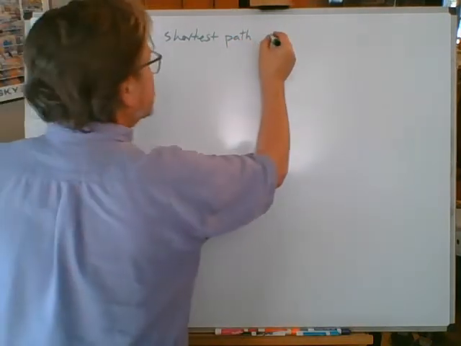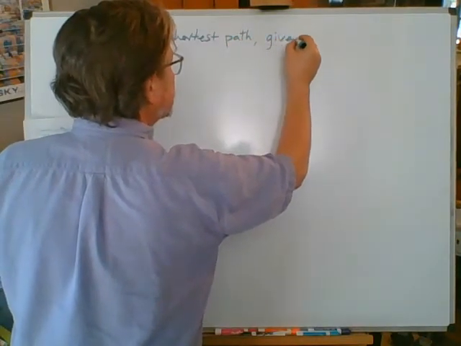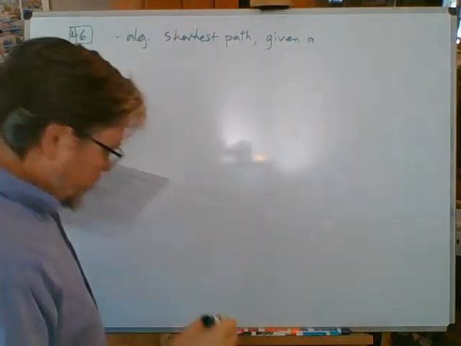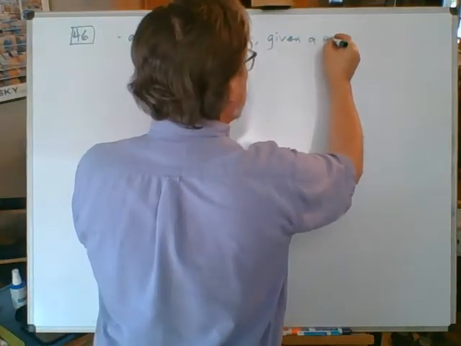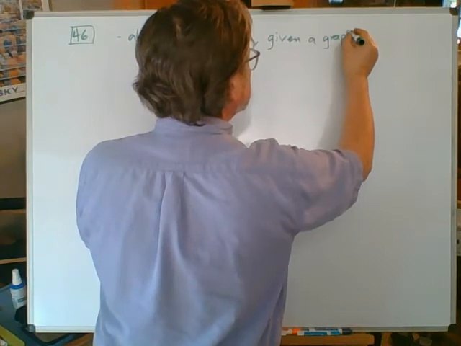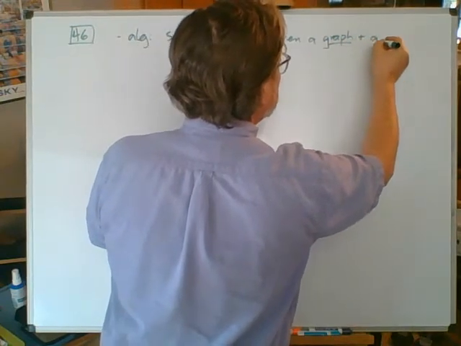given a graph, got to have the graph, given a graph and a start node.